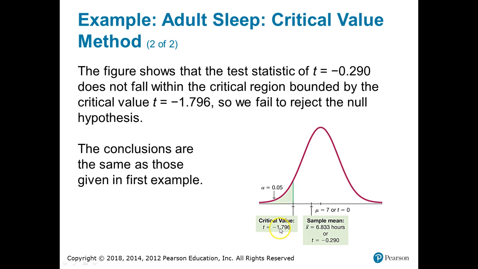Our critical value was negative 1.796. Our sample gave a t-value of negative 0.290. Since that is outside of that green shaded region, we fail to reject the null hypothesis.